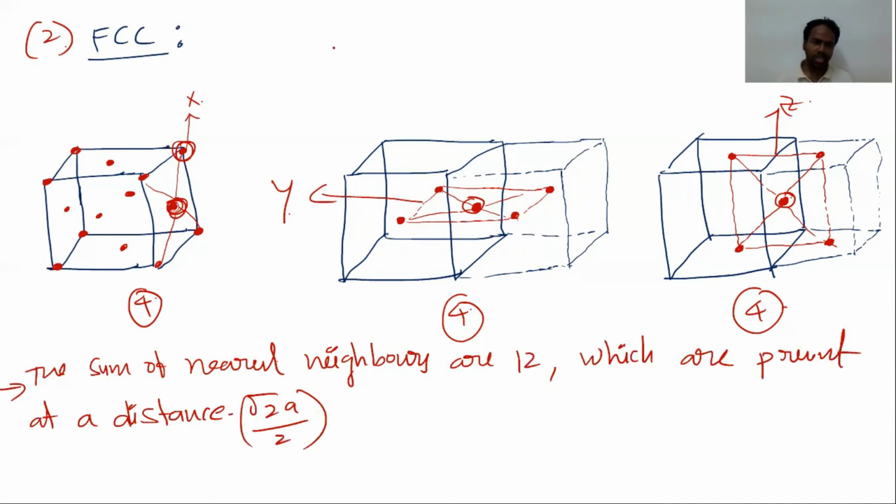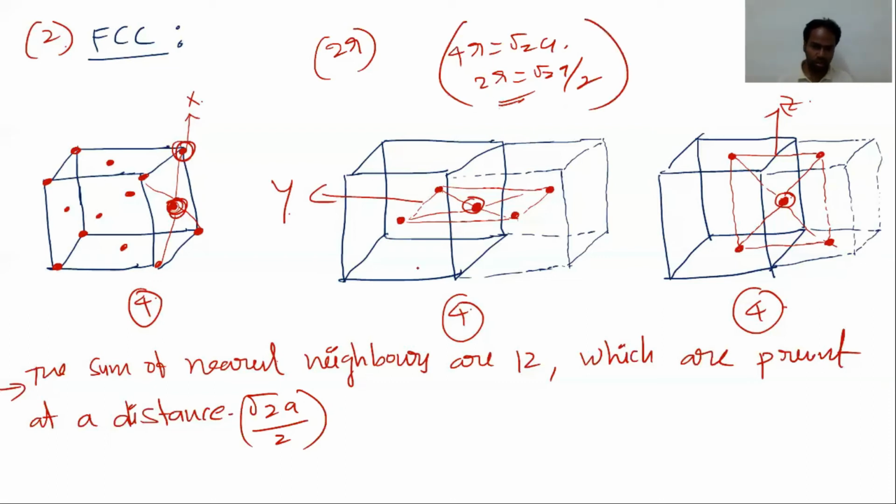Otherwise, in any unit cell, the closest distance is 2r. For FCC, 4r is equal to root 2a, then 2r is equal to root 2a by 2. So the closest distance in any unit cell is 2r, that is root 2a by 2. The sum of nearest neighbors: how many? 12. Hence the coordination number is 12.